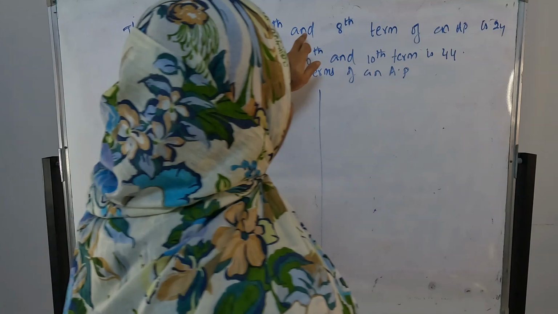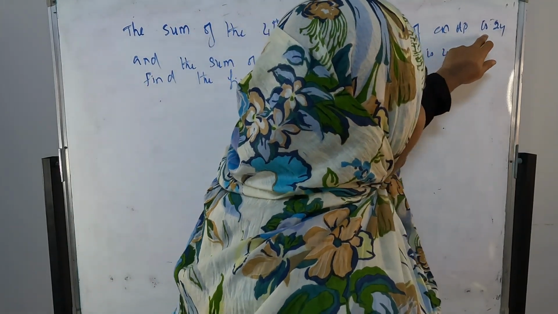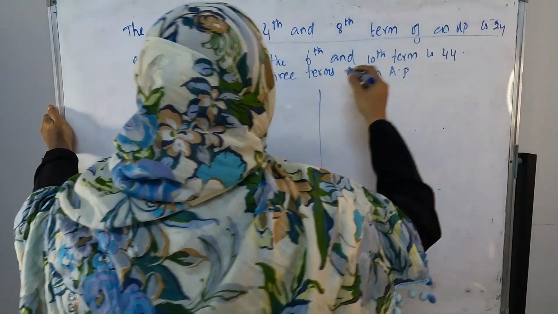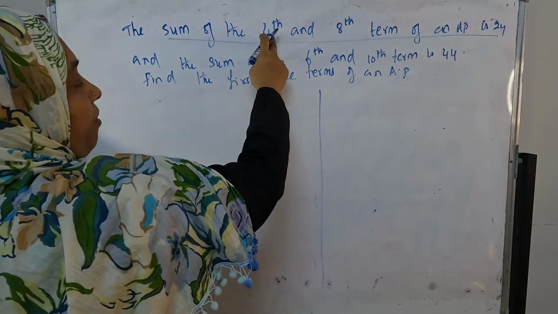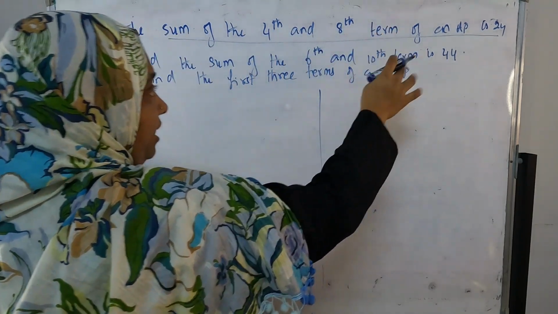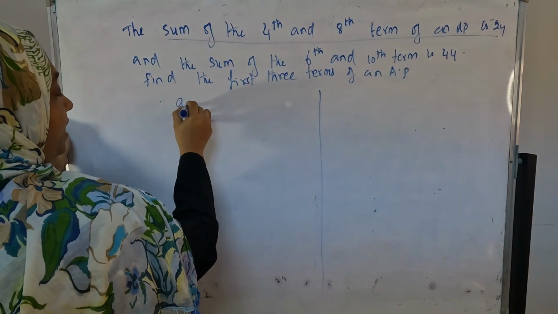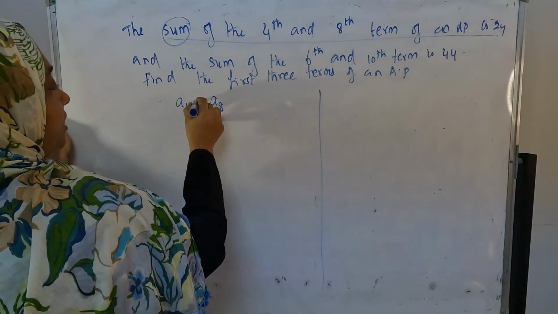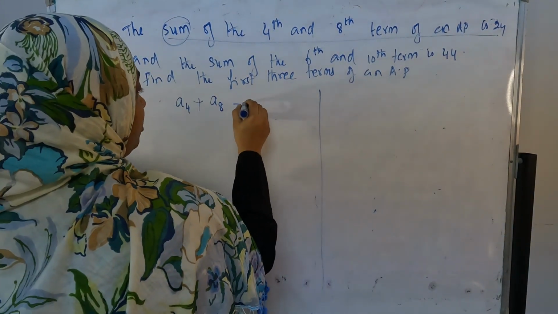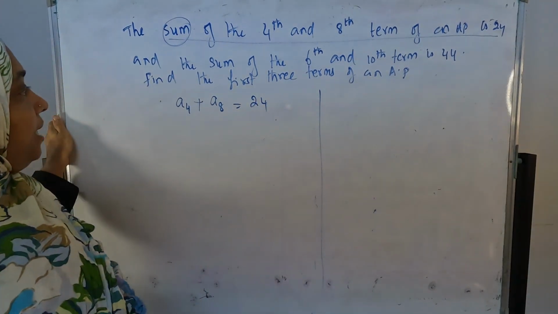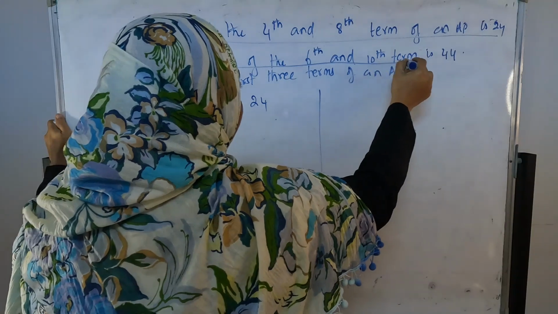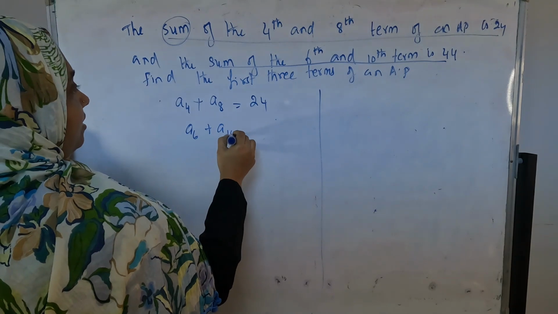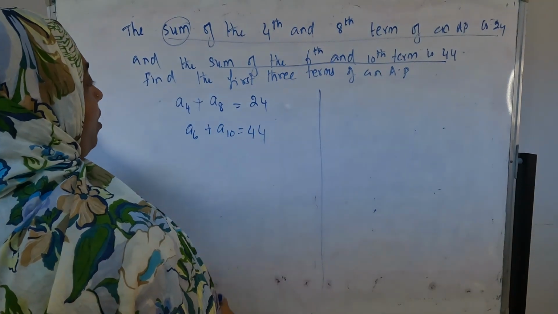The sum of the 4th and 8th term of an AP is 24. See here, what is this telling? Sum of the 4th and 8th term only. So here, the 4th and 8th term, sum only, so the sum is 24. And the sum of the 6th and 10th term is 44. Okay, what you have to do?